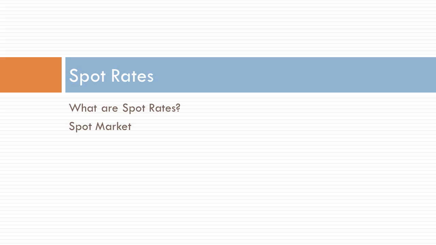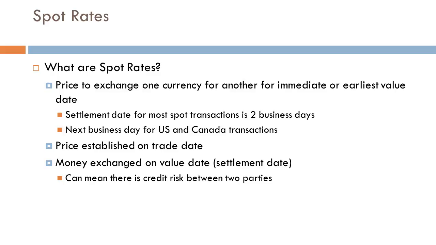Spot rates and the spot market. Spot rates are the price to exchange one currency for another for immediate or earliest value date. The settlement date or value date for most spot transactions is 2 business days, except for United States and Canada transactions, which is the next business day. The price is established on the trade date, and then money is exchanged on the value date or settlement date. This can mean that there is credit risk between the two parties.